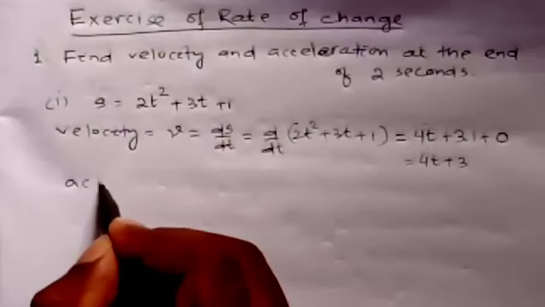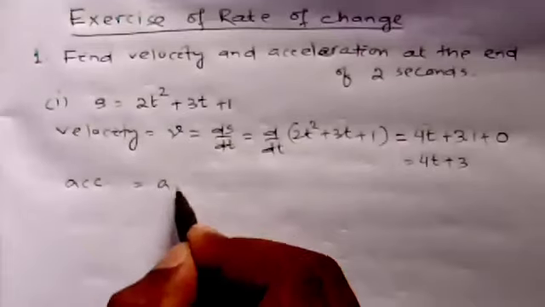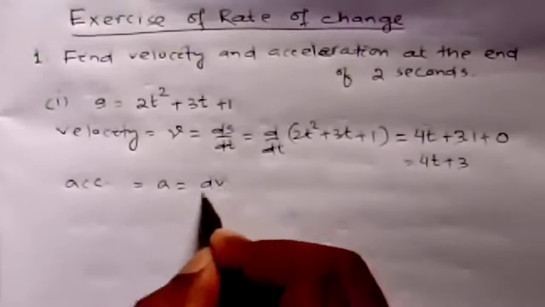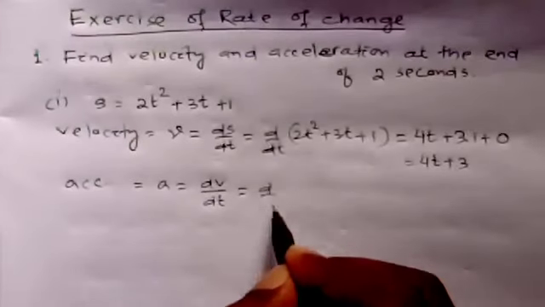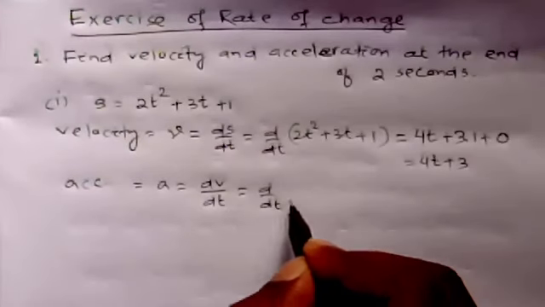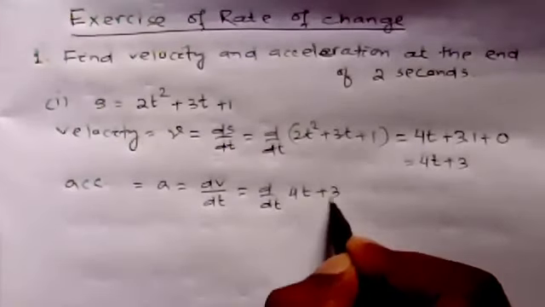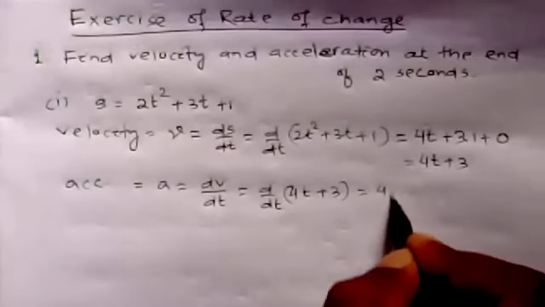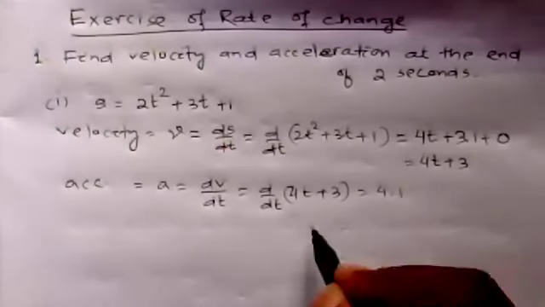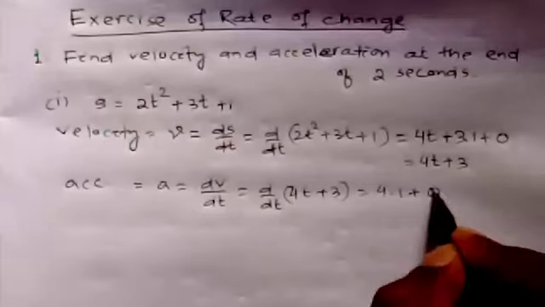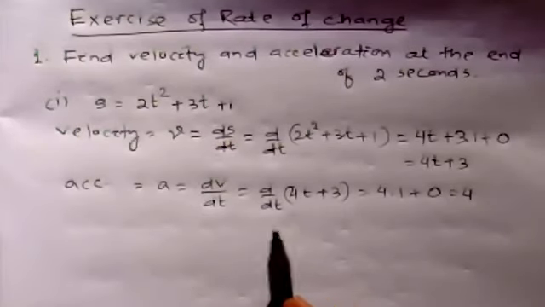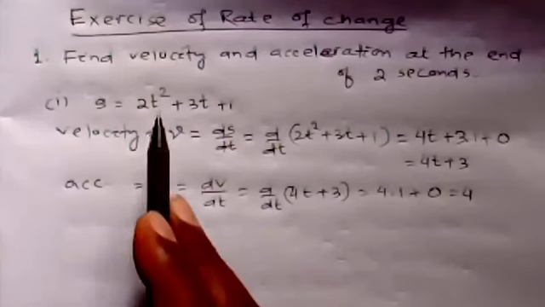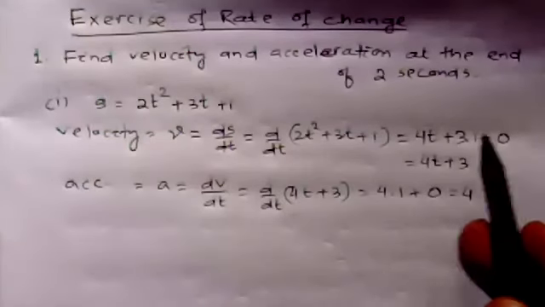Similarly, we can find acceleration a. Acceleration is the derivative of velocity with respect to time, dv by dt. So this is d by dt of v, and v is 4t plus 3. So this is 4 into derivative of t which is 1, and plus 3 is constant, derivative 0, so it is 4. So velocity and acceleration we have got, but we want velocity and acceleration at the end of 2 seconds.